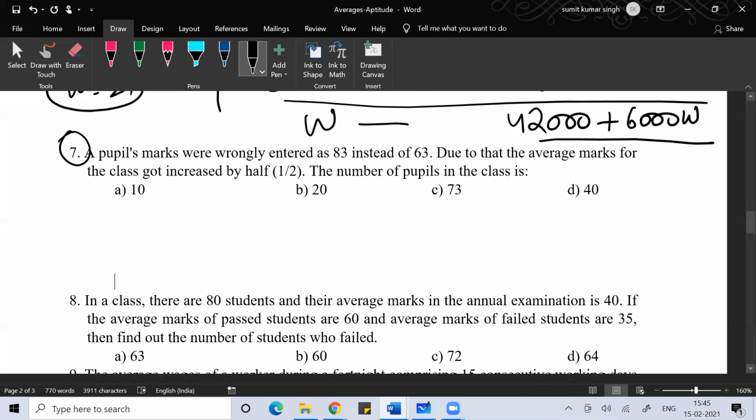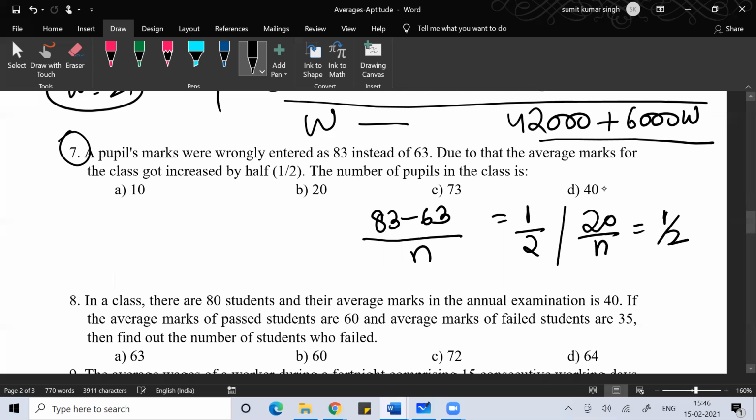So you can see this. Instead of 63, it was entered as 83. So 20 marks increased in the total. Because the total was increased by 20 marks, the average increased by half. Okay, so the average formula is total divided by number. Let the number of students be n. So instead of 63, you wrote 83, so you gave an additional 20 marks extra, because of which the average increased by half. So what was the total number of people in the class? That would be equal to 40. Simple question.